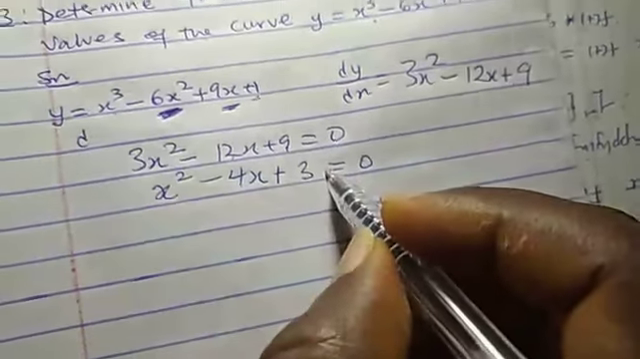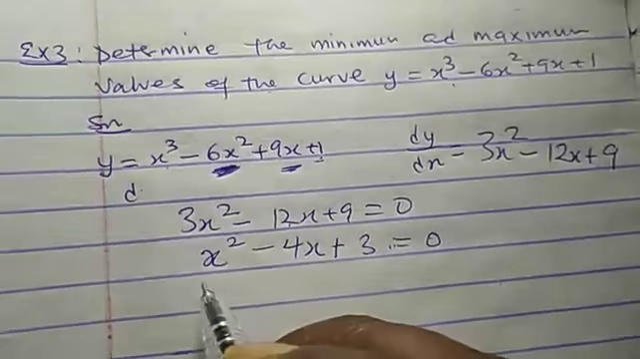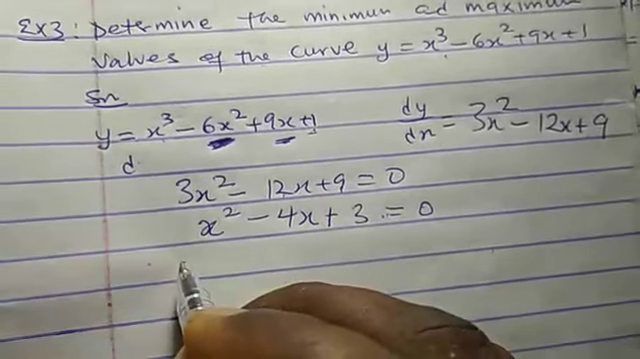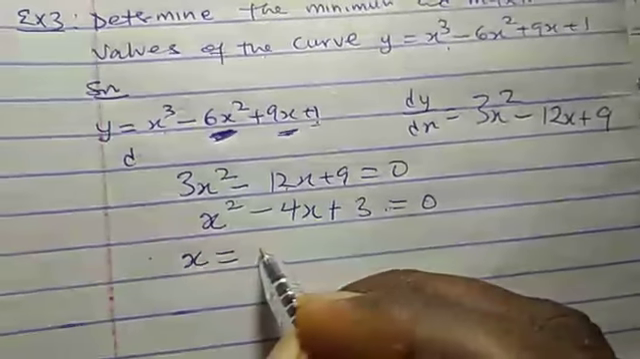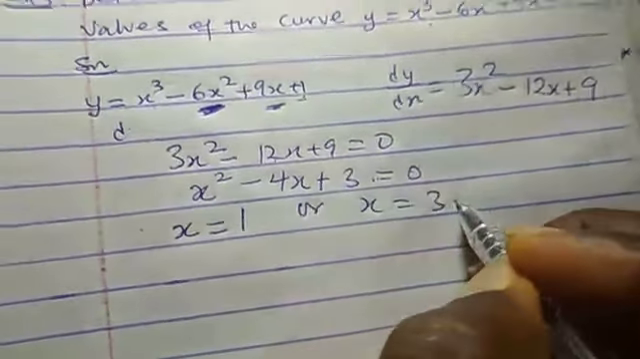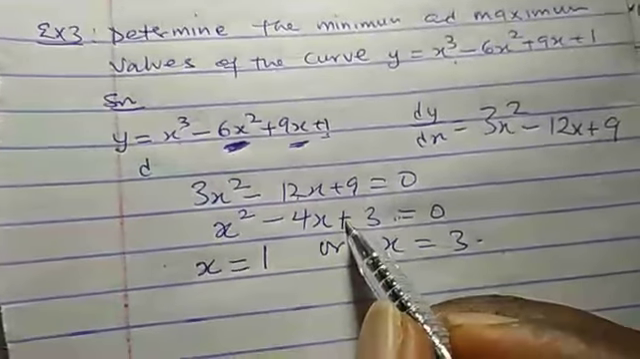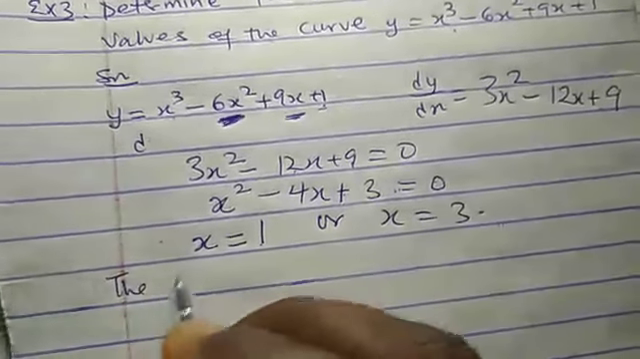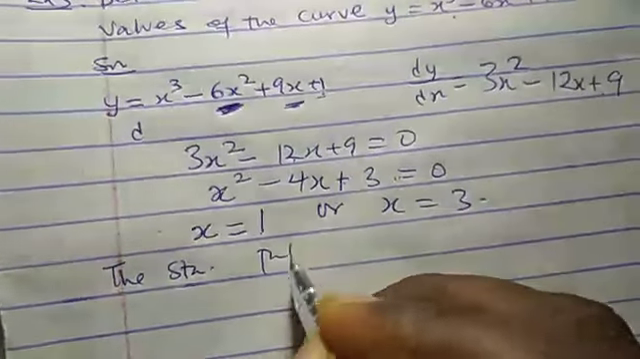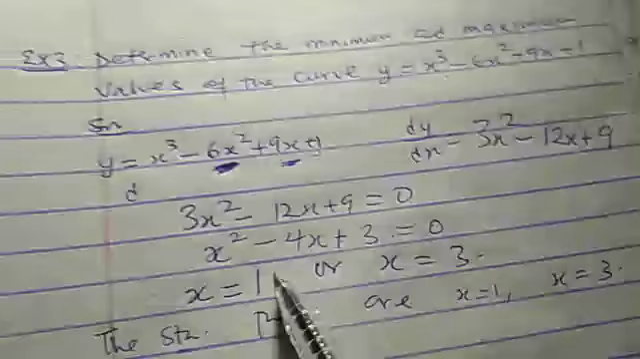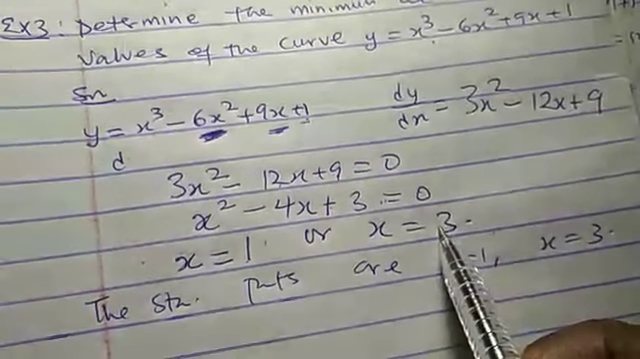So this one leads to a quadratic equation. Now at this level, I don't think I should be explaining the quadratic equation for you. When we solve the quadratic equation, we have that s is equal to 1 or s is equal to 3. That's the solution of this quadratic equation. So the stationary points are s is equal to 1 and s is equal to 3. Now out of these stationary points, one is a minimum point and one is a maximum point.